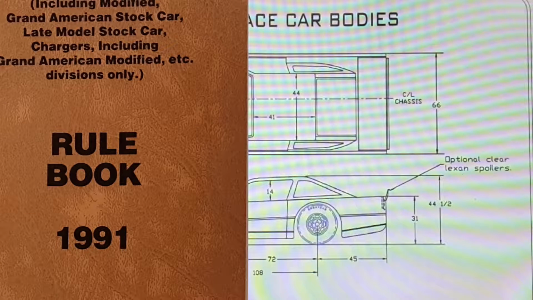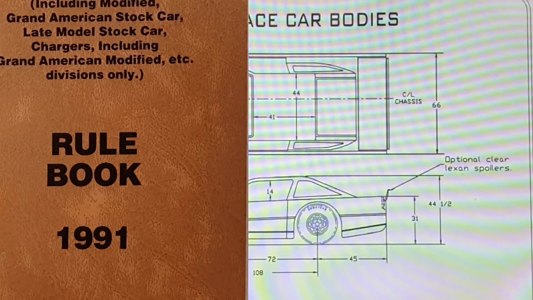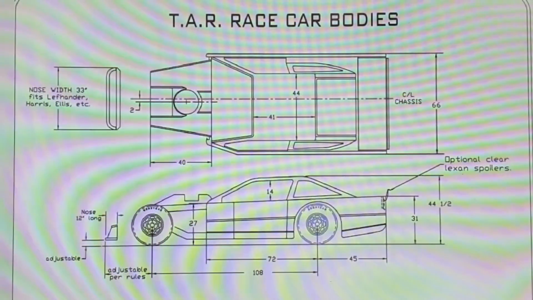Alright, so here comes the part 2 video on car bodies. This one is about the 1991 modified division rulebook that I got. It is nice to have both, so you could compare one to another. Anyway, let me go to the section.